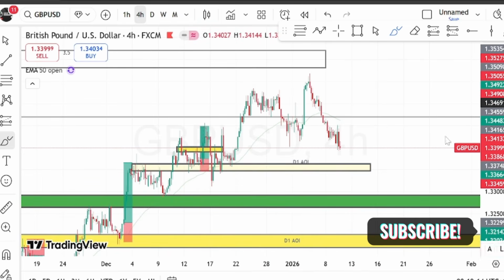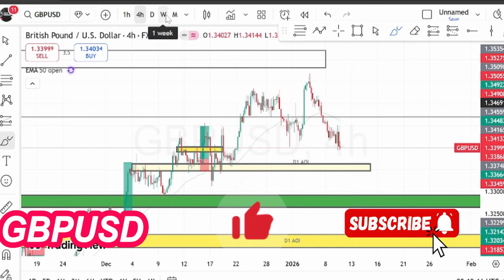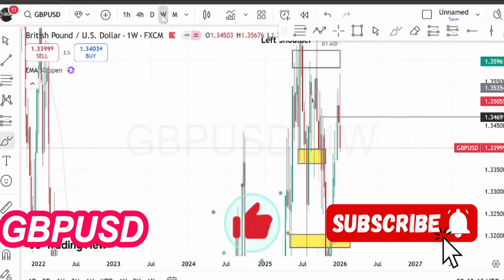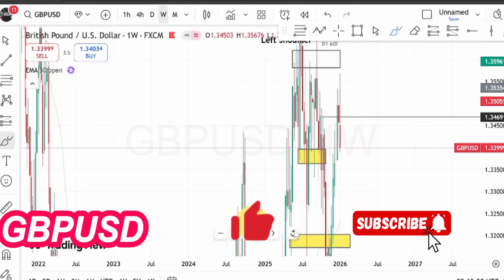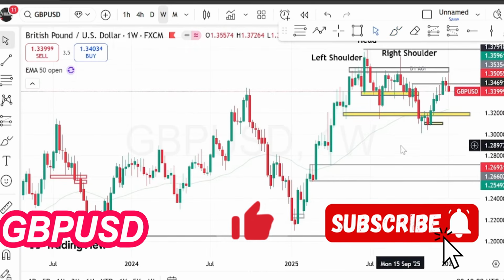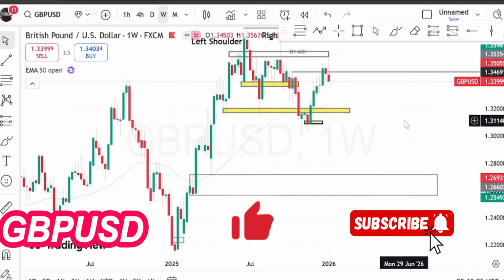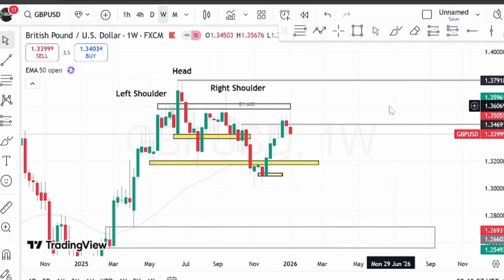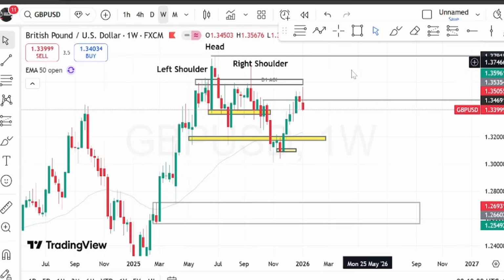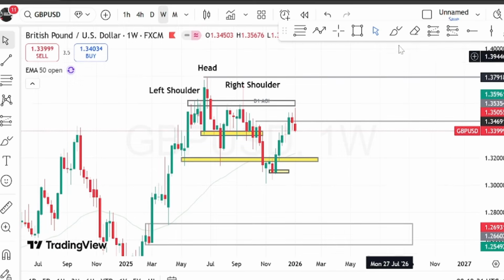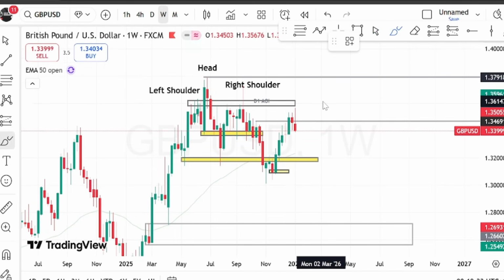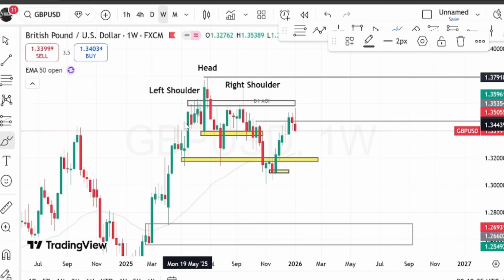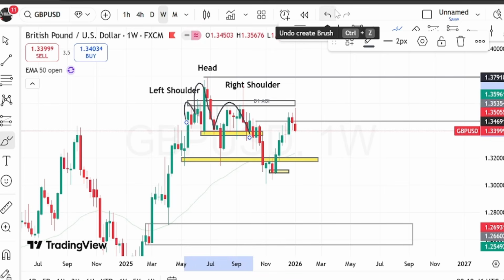Moving forward, let's check the weekly time frame, how price actually closed last week, which is very important so that we can have a directional bias for the coming week. Here on the weekly time frame, price looks more decent. We can see our clean head and shoulders from way back over the past 6 or 7 months now. That head and shoulders is still holding.